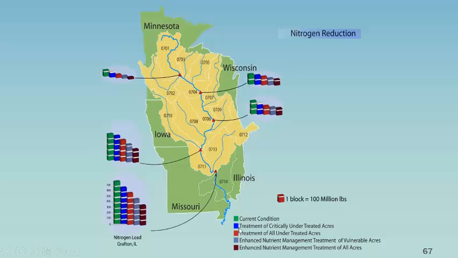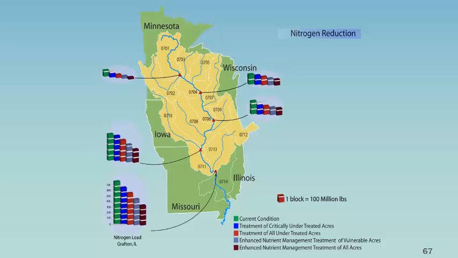The blue is treated, only the critical area, only the targeted area, gets treated. The red is for all lands that can be treatable, was treated. Then the gray color is enhanced nutrient management, meaning adding a soil phosphorus index, allowing the farmers to input fertilizer only if there is a need based on soil testing and things of that nature. But that's only on highly vulnerable areas. And the last one, the dark brown, is adding nutrient management for all eligible land within that watershed.